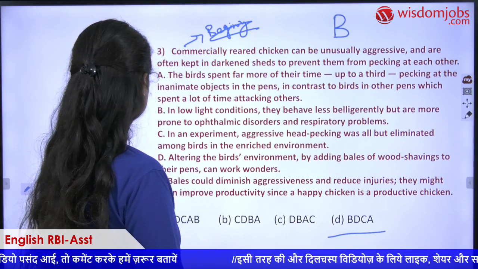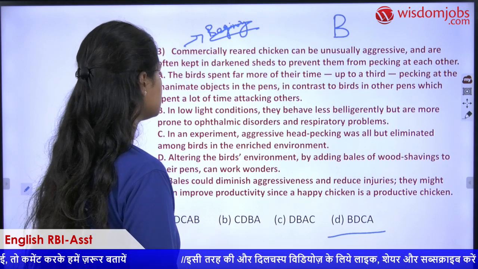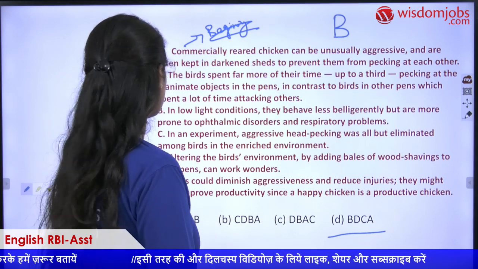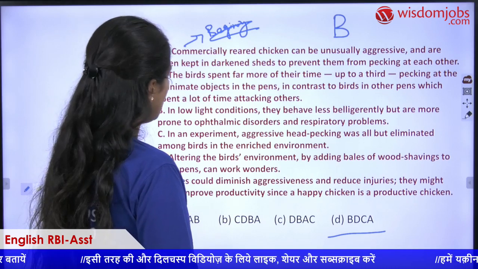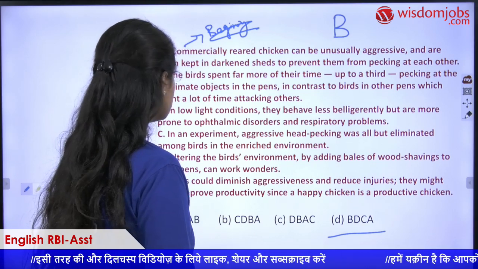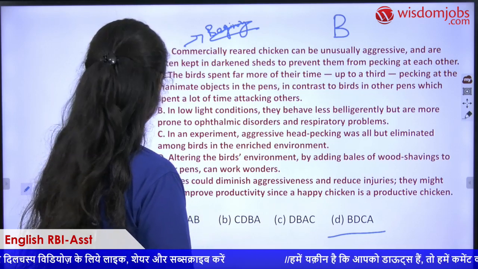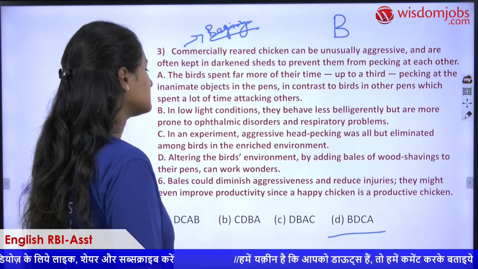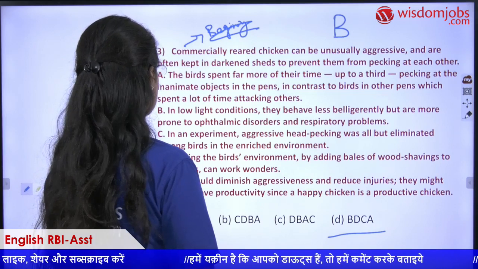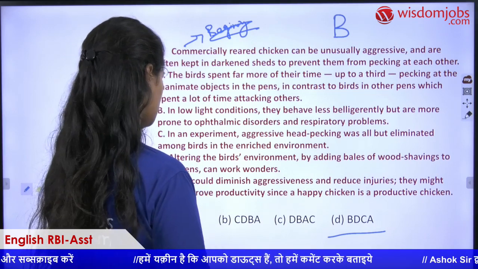So B, D, C, A. In low light conditions they behave less belligerently but are more prone to ophthalmic disorders and respiratory problems. Altering the bird's environment by adding bales of wood shavings to their pens can work wonders. In an experiment, aggressive head pecking was all but eliminated among birds in the enriched environment.